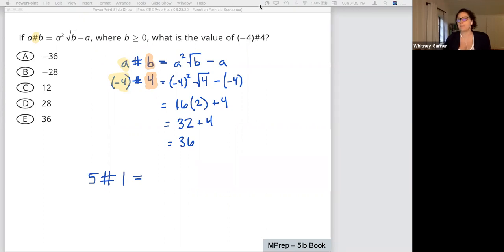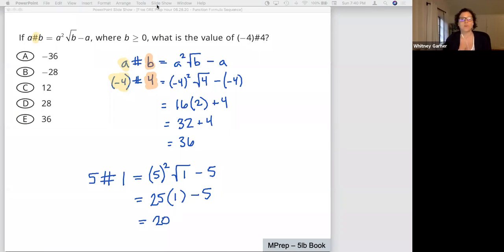Nice, guys. Did that make it? For those of you that were messaging like, oh my gosh, I'm kind of confused, how did this one go? Message me. Let me know. Because I'm going to plug it in everywhere where I saw an A. I'm going to make this 5. And everywhere I see a B, I'm going to make that 1. So this becomes 25. The square root of 1 is 1 minus 5. And so 20.